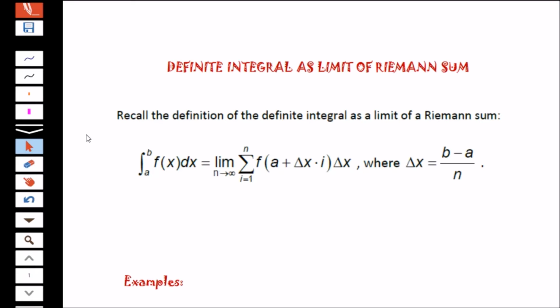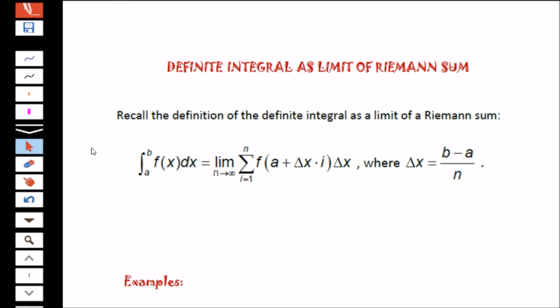Hi, in this video I will solve some questions about definite integral as a limit of Riemann sum. If you want to understand the idea of this equality, you can watch the last video. Okay, let's remember the definition.